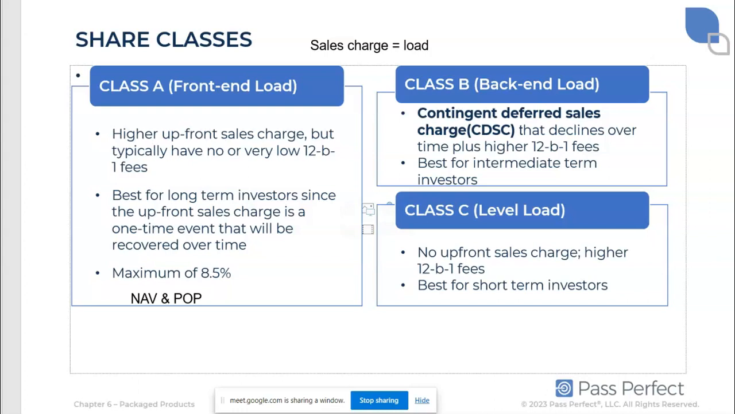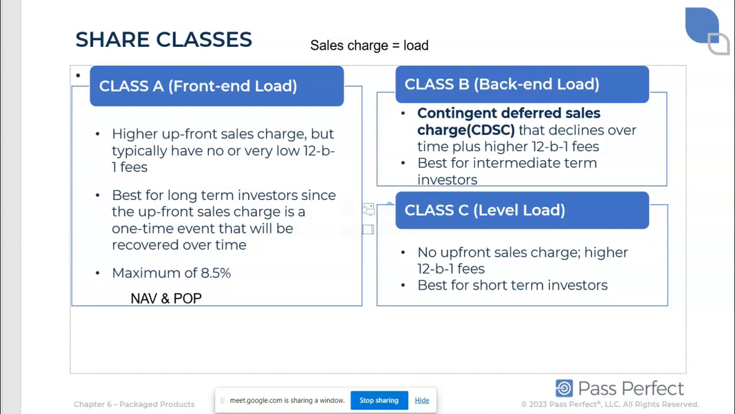So instead of paying a sales charge upfront going in, they may be subject to a sliding scale sales charge on the way out when they redeem their shares. It's known as a contingent deferred sales charge or CDSC. It's deferred because you don't pay it going in, you pay it going out, right, when they redeem shares. It's contingent because the longer they hold their investments with that fund, the smaller the sales charge becomes, eventually going down to zero.